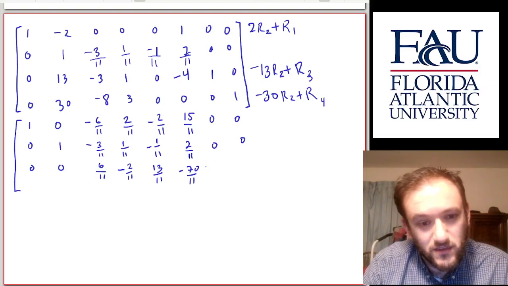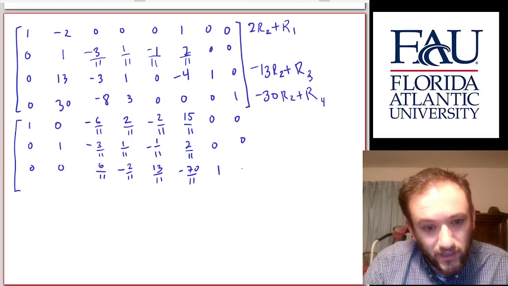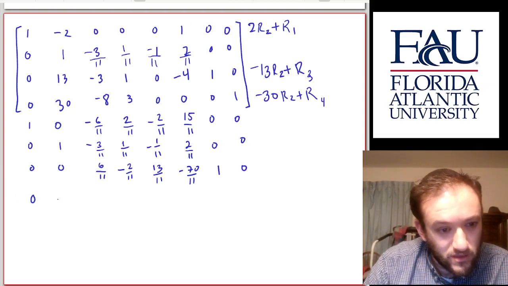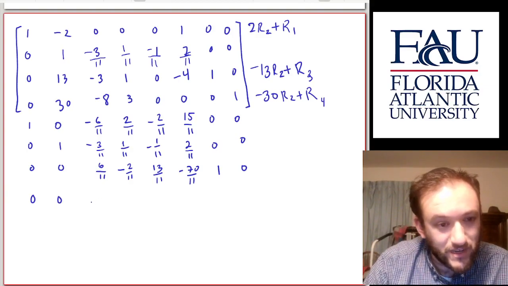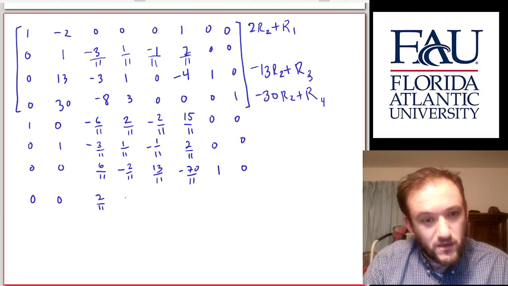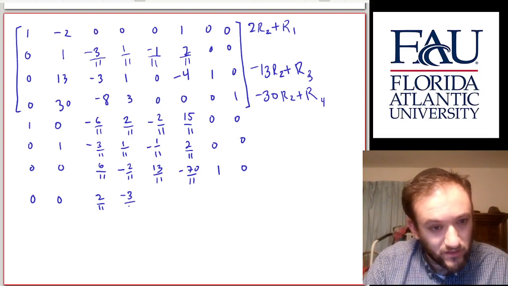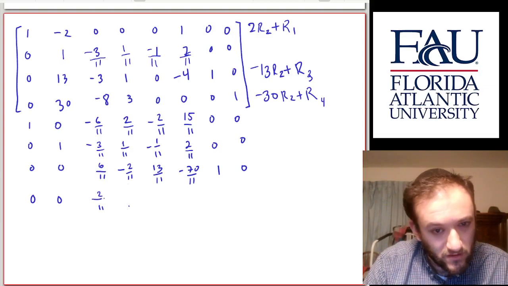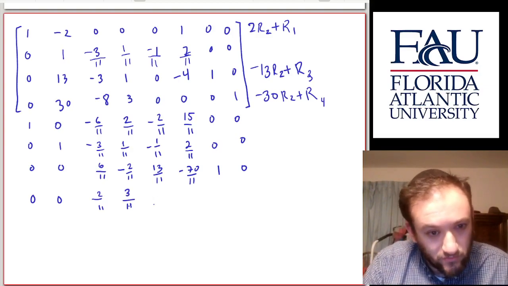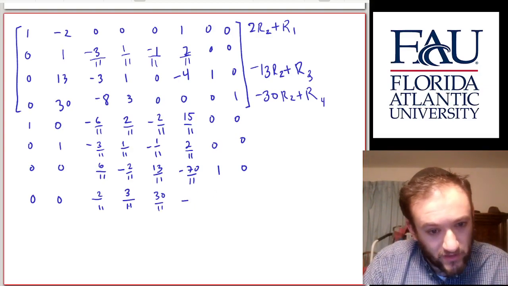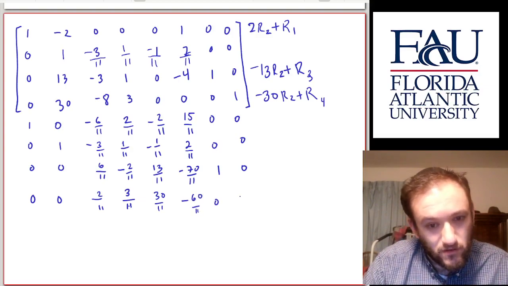And then we get 1 and 0. And there's one more row, which is 0, 0. And then 90 over 11 minus 8 gives us 2 over 11. Minus 30 over 11 plus 3 is 3 minus 3 over 11. Positive 3 over 11. 30 over 11 plus 0 is 30 over 11. Minus 60 over 11. 0 and 1.